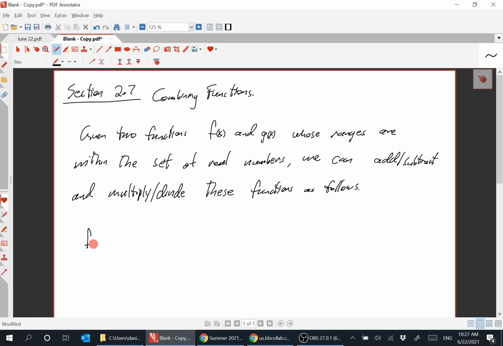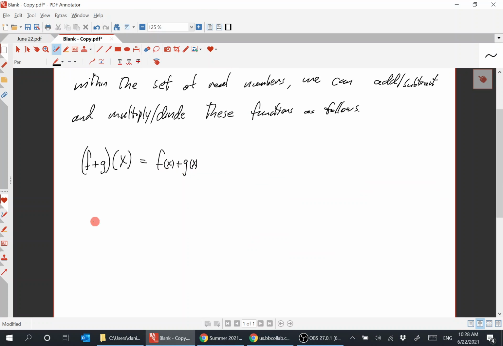Okay, the function f plus g is defined as: f plus g of x is simply defined as f of x plus g of x. And because f of x is a real number and g of x is a real number, you can define it like that, no problem. You can also subtract them.